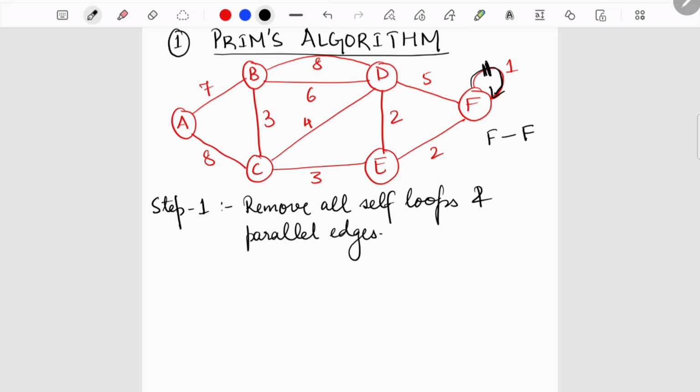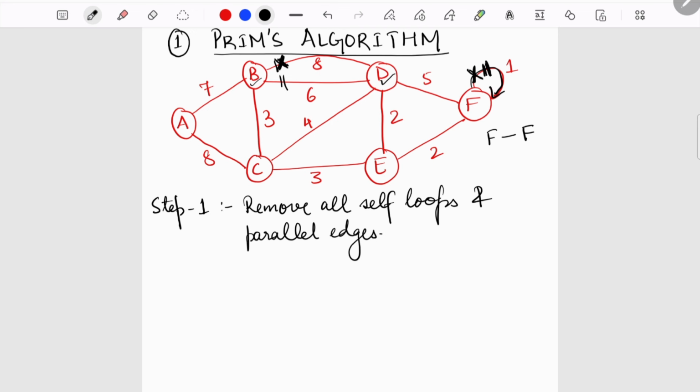Second, let's see what is a parallel edge. Now between node B and D, there are two edges. So we have to remove one of the two edges, and since we are finding the minimum spanning tree, it is obvious that we are going to remove the edge with the higher weight. So we are going to remove this particular edge. So we are not going to consider this edge.